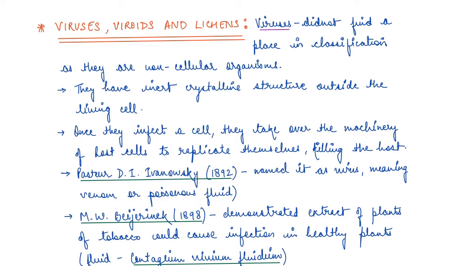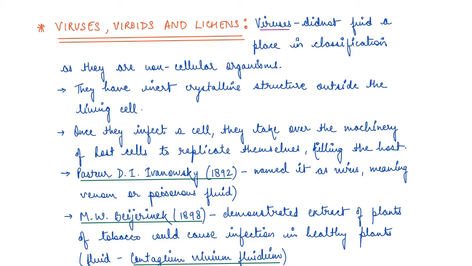So what are viruses? They basically did not find a place in classification because they are non-cellular organisms, right? Now how are they different? Basically they have an inert crystalline structure outside the living cell. Okay, so they are non-living, so that is why they didn't find any place in the classification. Now once they infect a cell, they take over the machinery of the host cell to replicate themselves, killing the host.